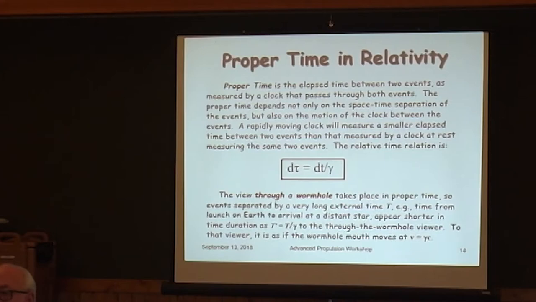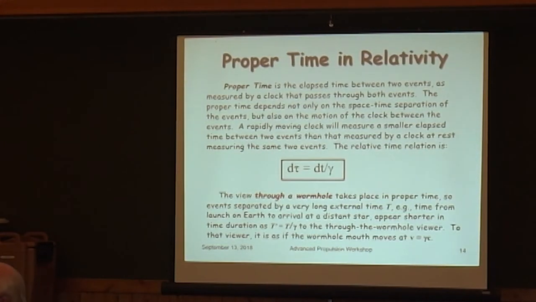To the external viewer watching the wormhole travel, it's traveling essentially at the speed of light, which is equal to C. But through the wormhole mouth, what you would see in terms of scenery going by looks like you're traveling at a speed which is gamma times the speed of light. So you would be traveling at 7,000 times the speed of light.